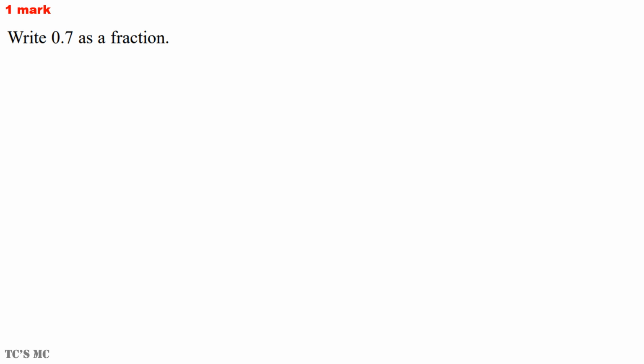Write 0.7 as a fraction. If I write the place value headings, I have units and tenths. That means we have 7 tenths, and we would get the mark for writing 7 tenths.